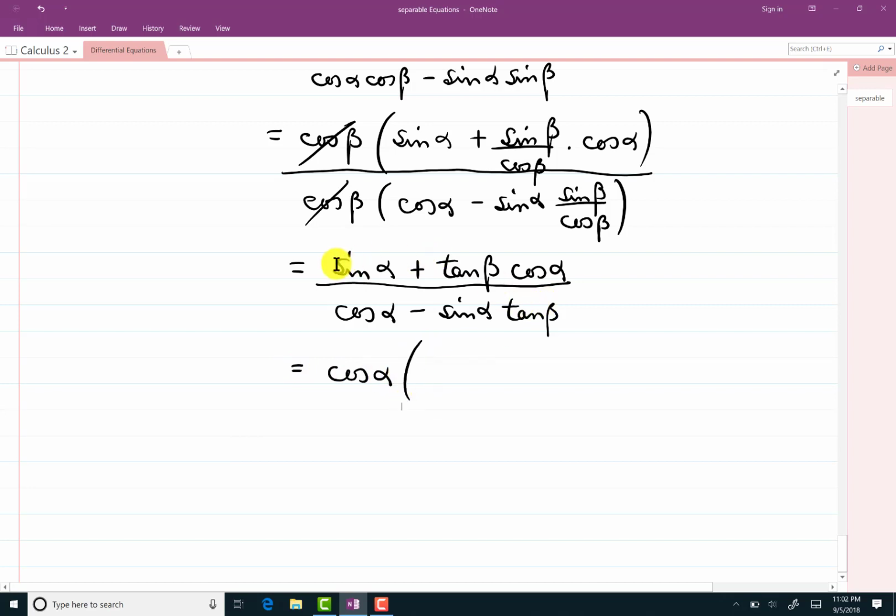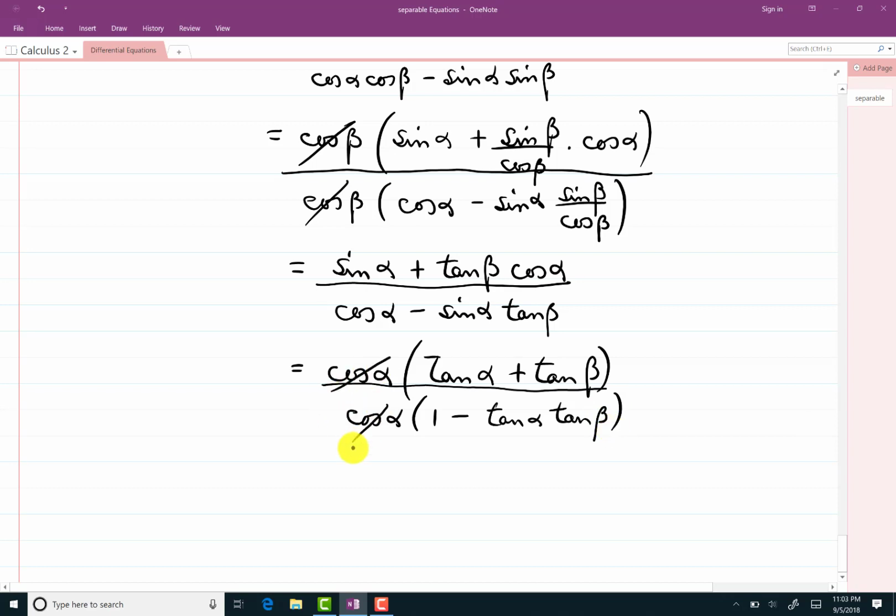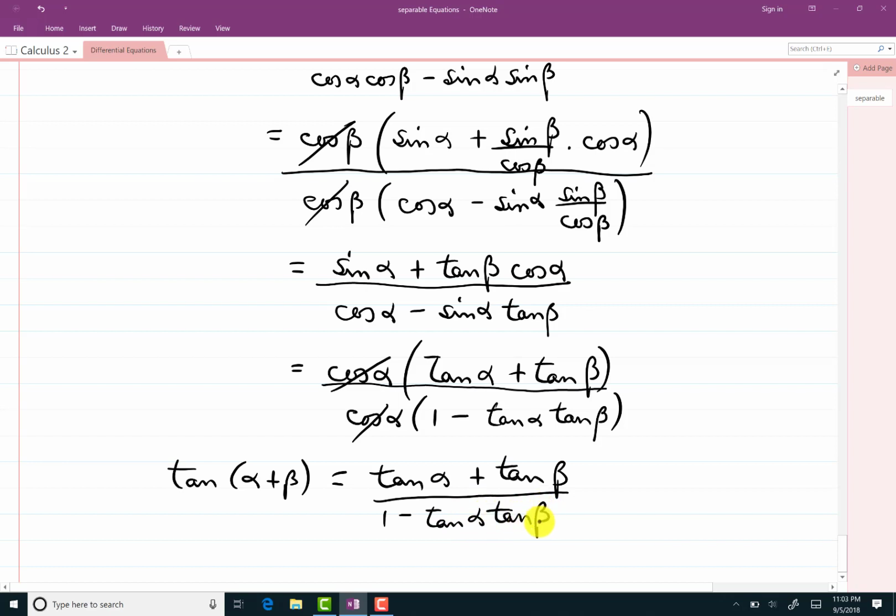And the trick will work the same way. Here I'll get sine of alpha over cosine of alpha, I'll have tangent of alpha plus tangent of beta, all over... And the denominator will work the same way. If I take a cosine of alpha out of there, I will be left with 1 minus cosine of alpha, sine of alpha divided by cosine of alpha will be tangent of alpha, tangent of beta. And so I'll cancel out these cosine of alphas. And so my sum of angles formula then, tangent of alpha plus beta, is tangent of alpha plus tangent of beta divided by 1 minus tangent of alpha times tangent of beta. So this is my sum of angles formula for tangent.